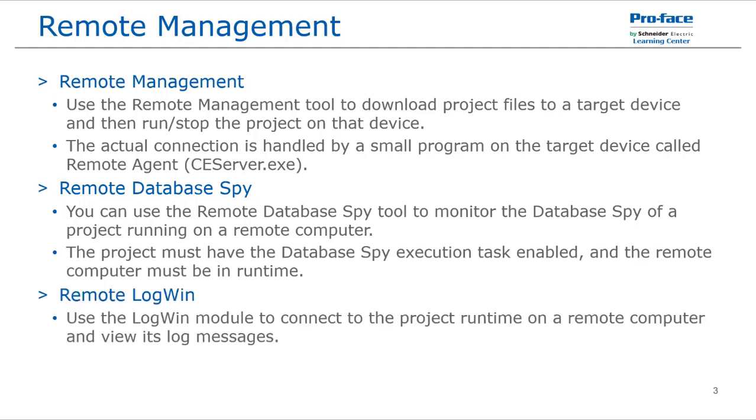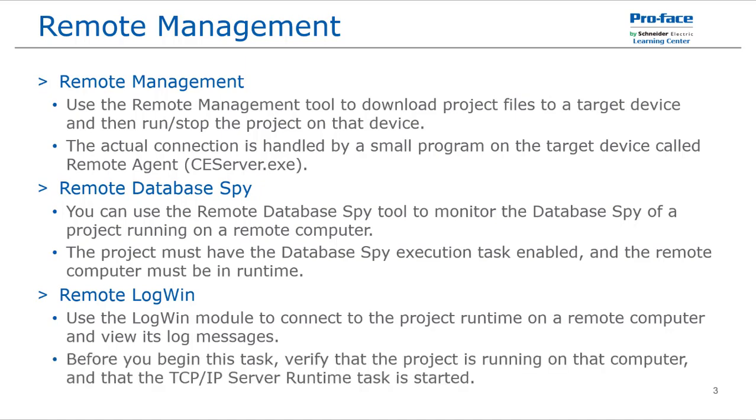The second tool is the Remote LogWin, or output window. The Remote LogWin module will allow you to connect to the remote target and view certain status messages, similar to how the output window in the Blue Open Studio development does. However, in order to use this, you have to make sure that the TCP/IP server runtime task is started and that the application is in runtime.